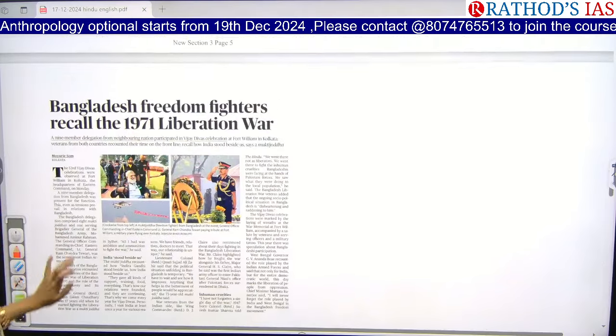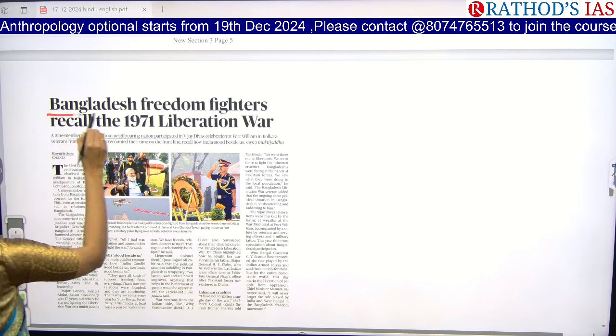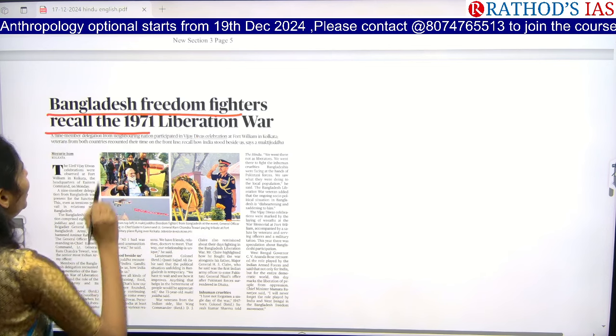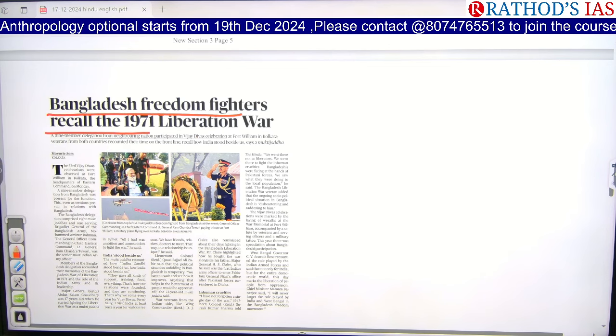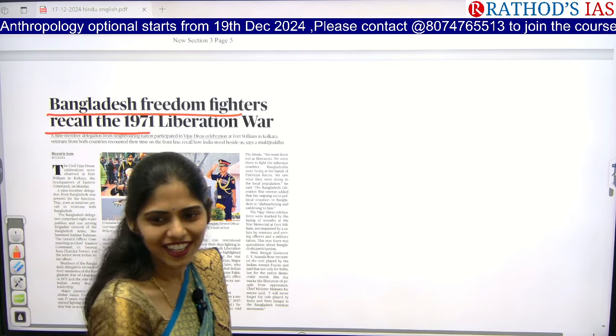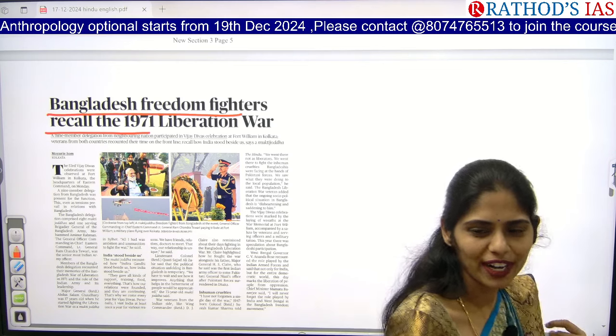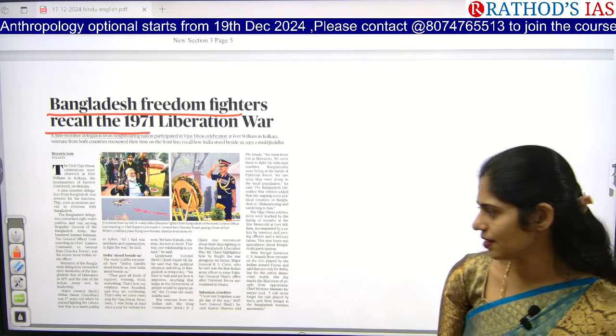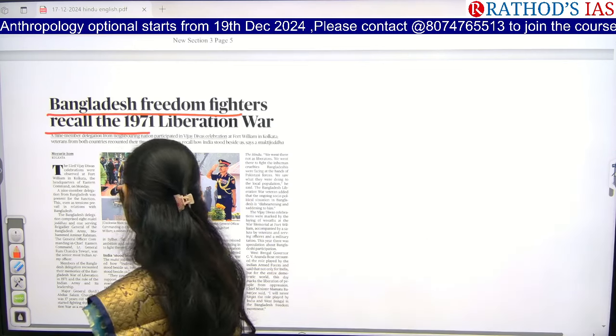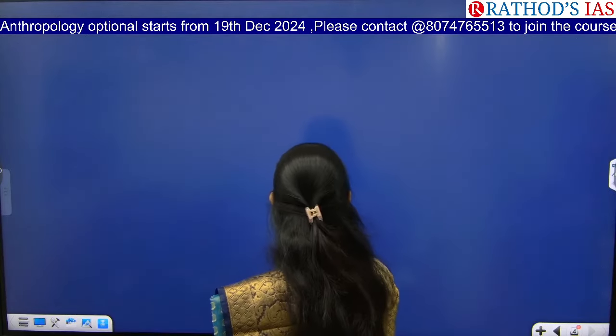And see this article: Bangladesh freedom fighters recall the 1971 liberation war. So what is the keyword? 1971 liberation war. What happened in 1971? 1971, what happened?